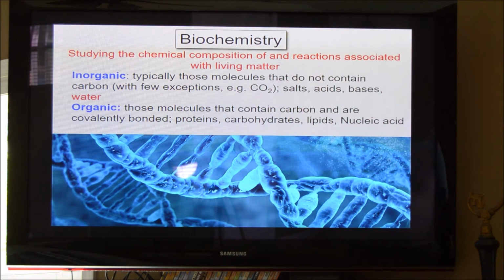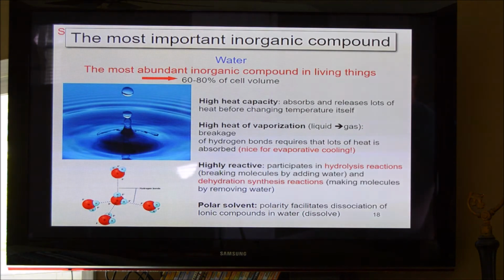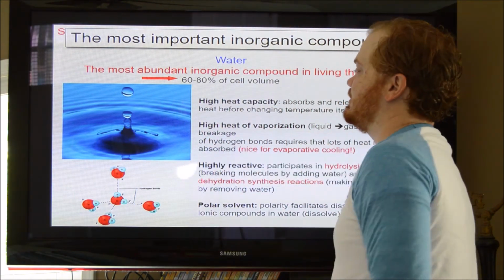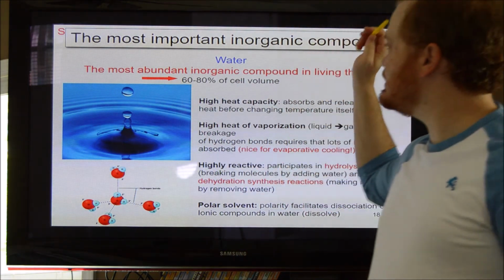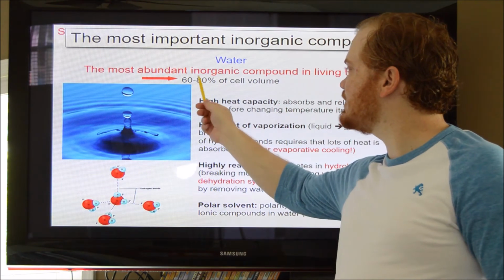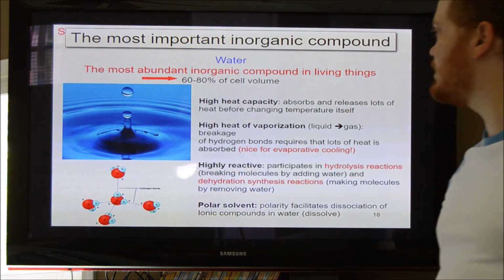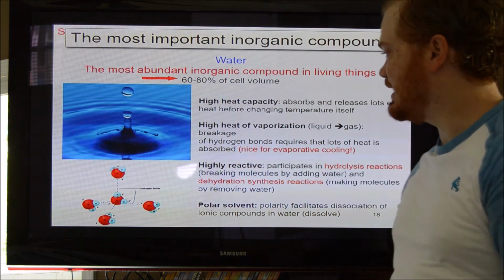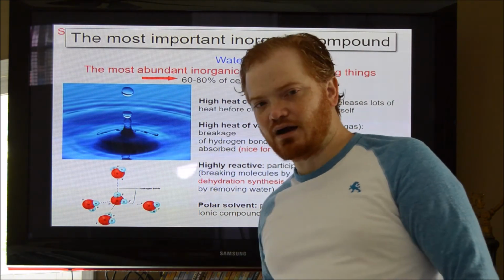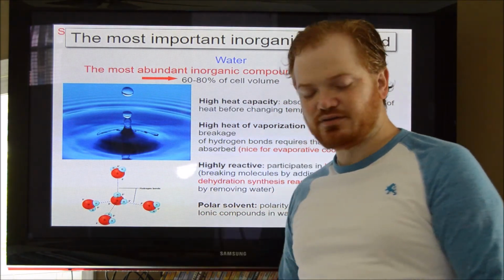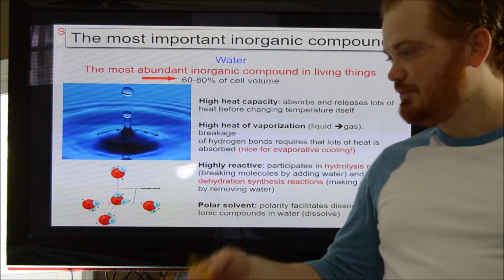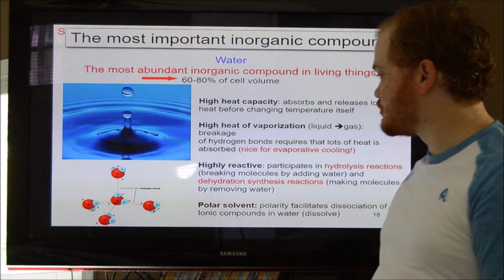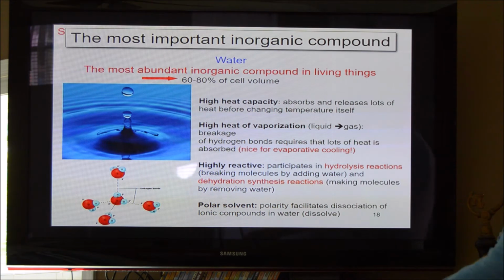Alright, so let's go through and talk about some of these, shall we? Water is the most important inorganic compound by a long shot. Because you are mostly made of water, your cells are about 60 to 80% water. That means that the unique characteristics of water reflect your unique characteristics. Again, remember, water hydrogen bonds with itself, the water molecules, that means that there's some weird characteristics that are also reflected in you. So these are really important. Let's go through and talk about them.